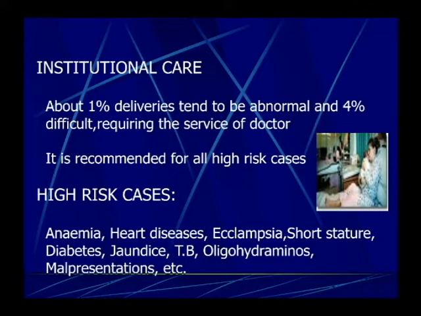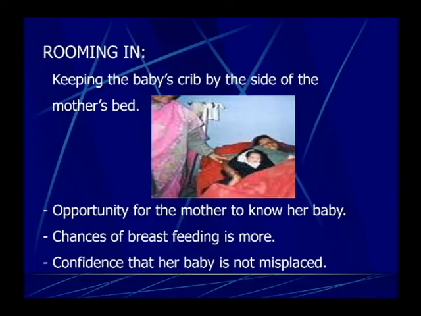It's recommended for all high risk cases, as you saw in antenatal care, high risk pregnancy, right? So, high risk cases are anemia, heart disease, eclampsia, short stature, diabetes, jaundice, TB, oligohydramnios, malpresentations. All these are high risk cases, and we do recommend them for institutional delivery, that's in 1 to 4% of cases. Coming to rooming in, what is that?